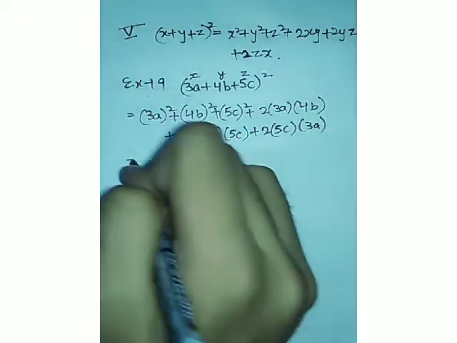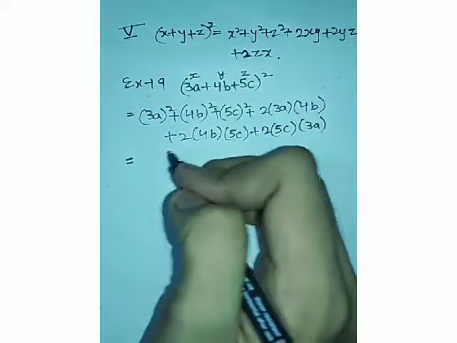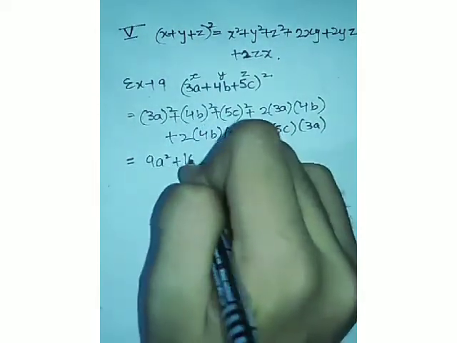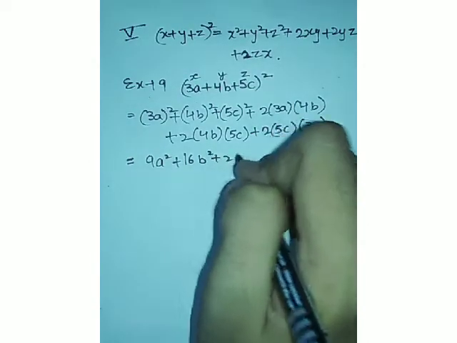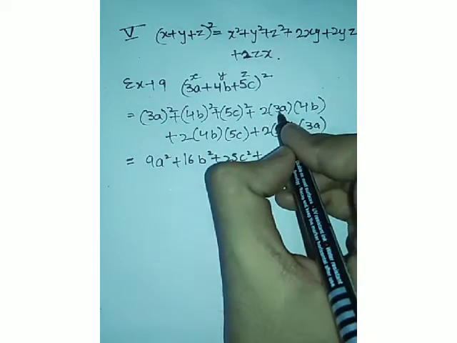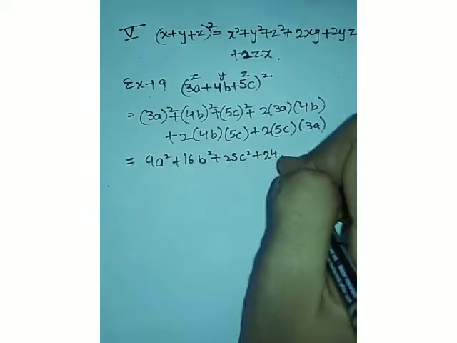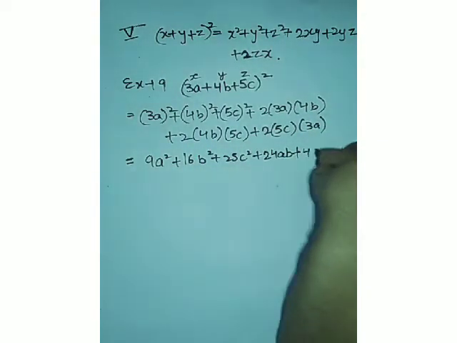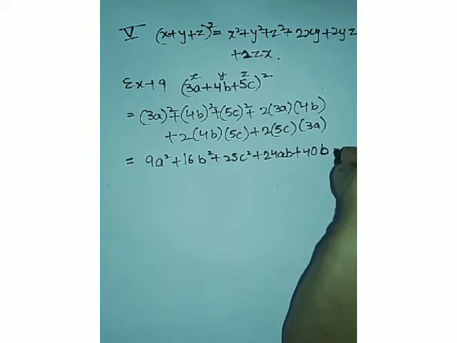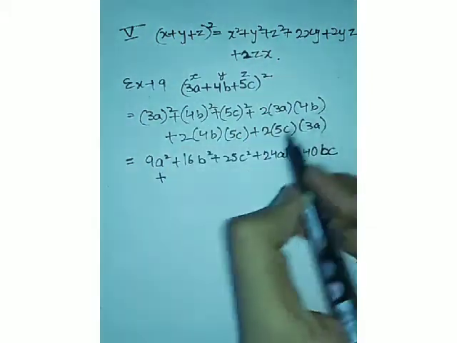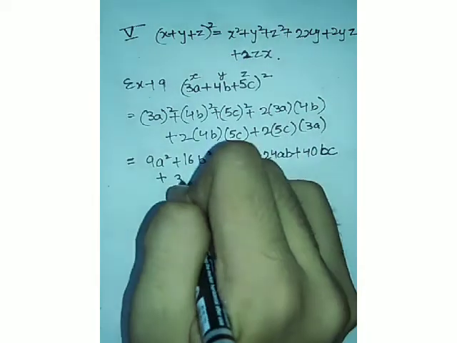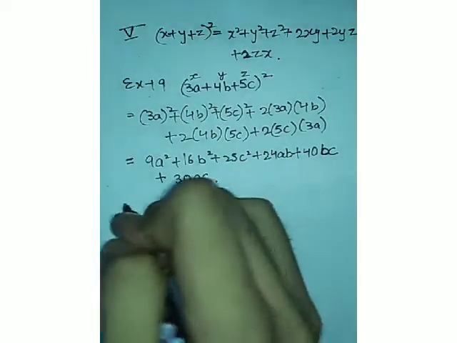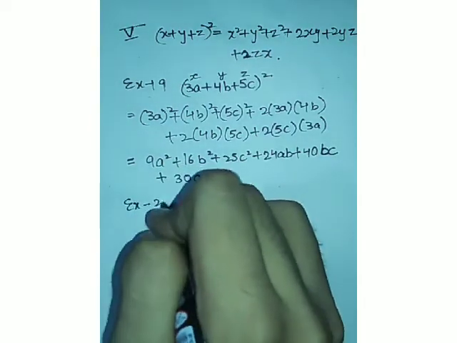Just multiply it and just take care that you don't make a mistake while doing calculations. 3a square, that is 9a square, plus 16b square, plus 25c square, plus 2 3s are 6, 4s are 24, 24ab, plus 2 4s are 8, 5s are 40, 40bc, plus 2 5s are 10, 3s are 30, 30ac. This is your required expanded form. All right. Let's move to the next example, 20.